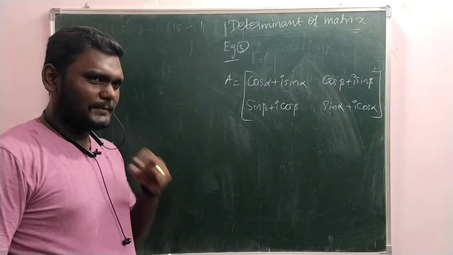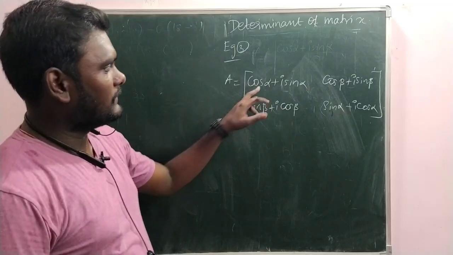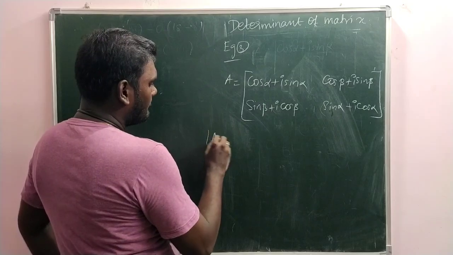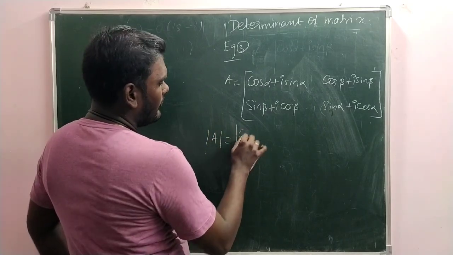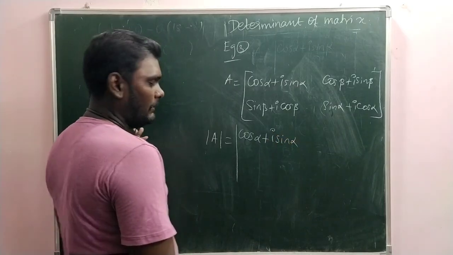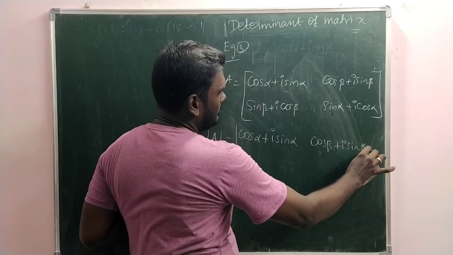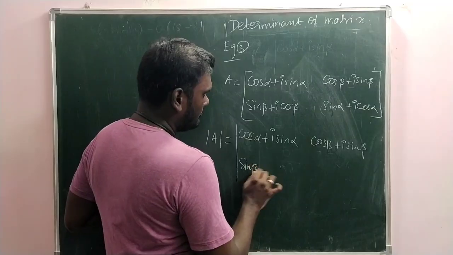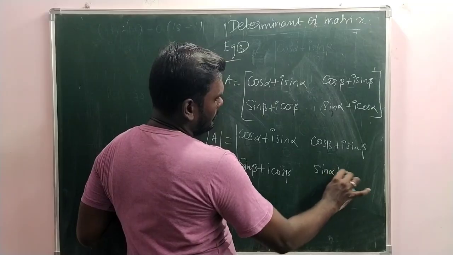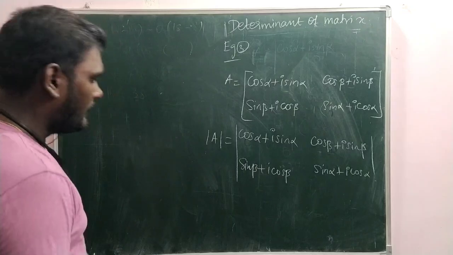First of all, is this a square matrix? Like rectangle manner it is coming. Square matrix, yes, we have 4 elements: 1, 2, 3, 4. So what we do? As usual, determinant of A is what? We'll remove the square bracket and we'll write these vertical bars. Cos alpha plus i sin alpha, cos beta plus i sin beta, sin beta plus i cos beta, sin alpha plus i cos alpha. Simply multiply, AD minus BC.